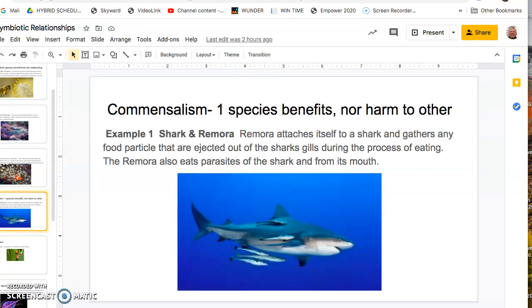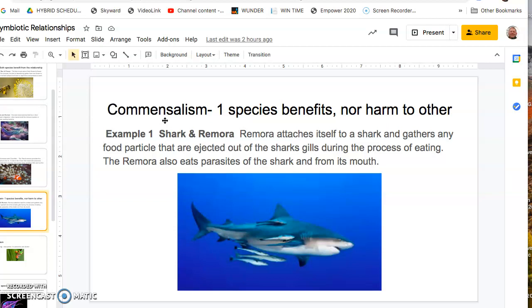Our next example of a symbiotic relationship is commensalism. That's where one species benefits and no harm is done to the other one. Our example here is the shark and the remora. The remora attaches itself to the shark, hangs on, catches a ride around, and it gathers up any food particles that are ejected out of the shark's gills during the eating process. The remora also eats parasites off the shark and cleans its mouth out too.